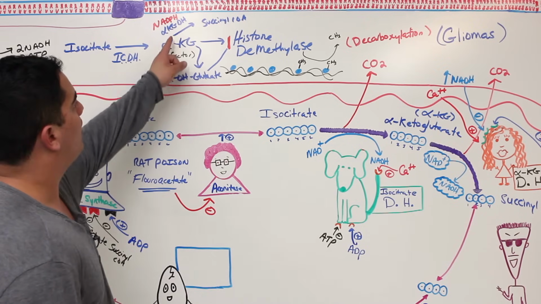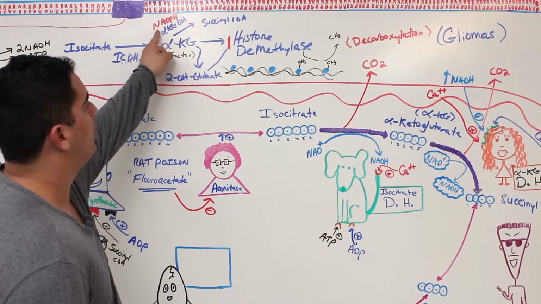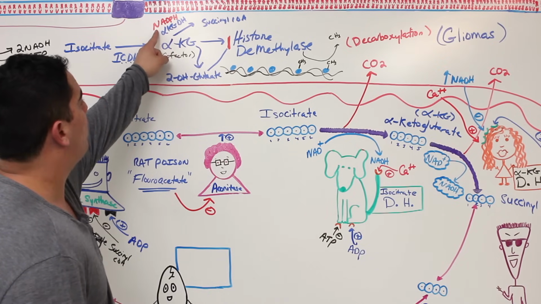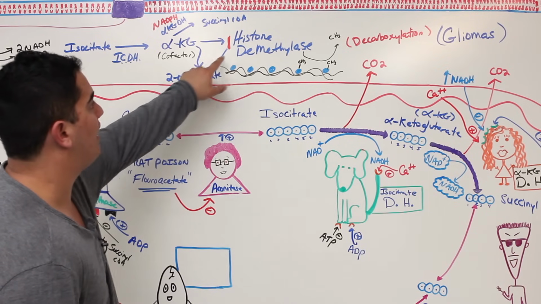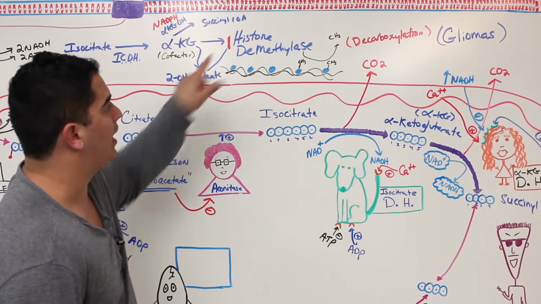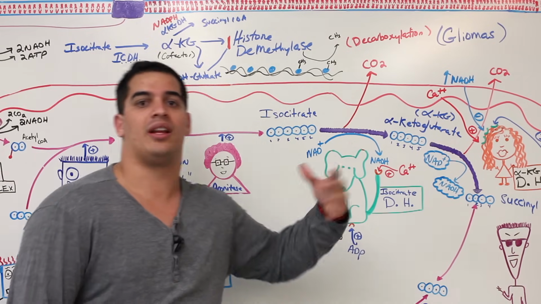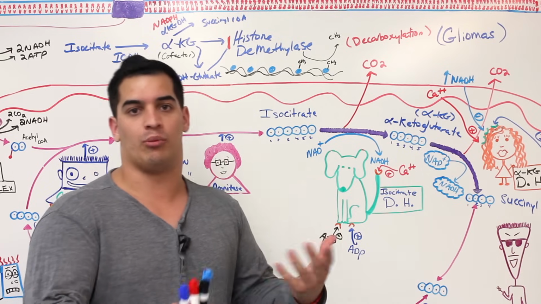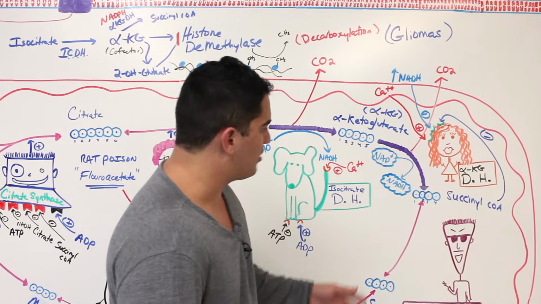So again, any type of mutation in this alpha-ketoglutarate dehydrogenase, particularly with the NADPH instead of the NADH, can lead to the formation of a byproduct called 2-hydroxyglutarate, which can inhibit the alpha-ketoglutarate from binding to the histone demethylase, inhibiting this enzyme, inhibiting gene expression, and leading to uncontrolled cell growth and tumor formation. Okay, now that we got that out of the way, let's move on to the next one.